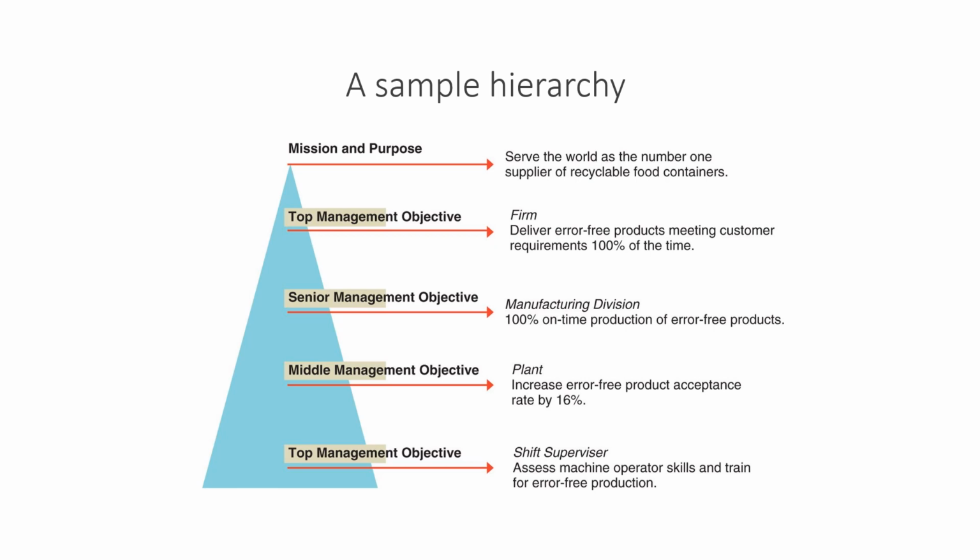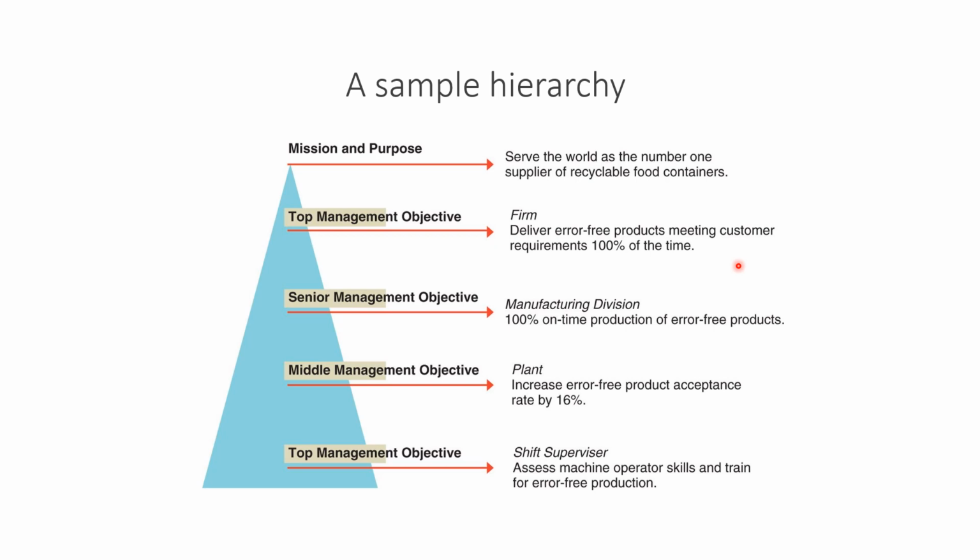So let us understand the hierarchies, sample hierarchies. First and foremost is the mission and the purpose. Probably it tells you the broad guidelines of the organization. Let's say: serve the world as the number one supplier of recyclable food containers. Might be one of the missions. Let's say the top management objective is to deliver error-free products, meeting customer requirements 100% of the time. This is the top management objective. The first objective is the mission, being the number one in the industry.